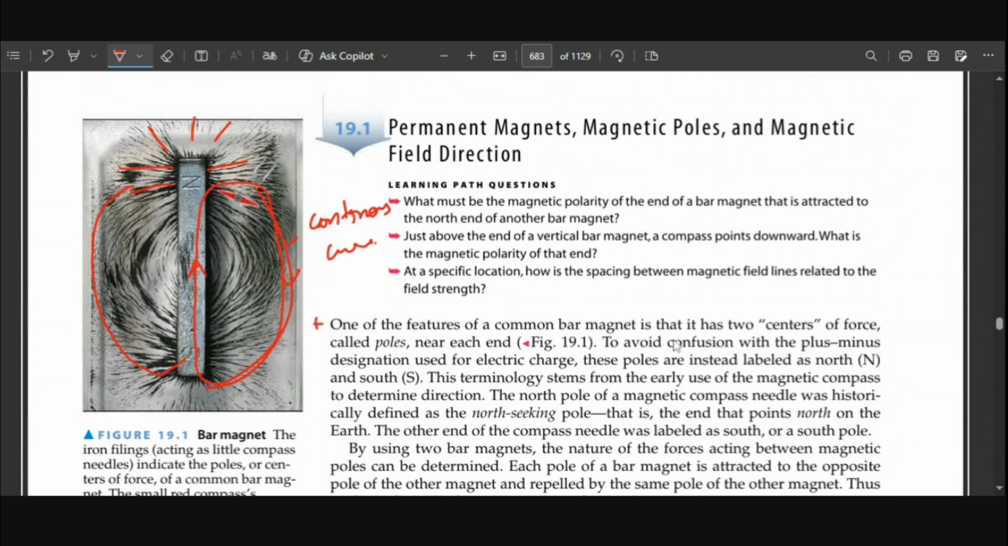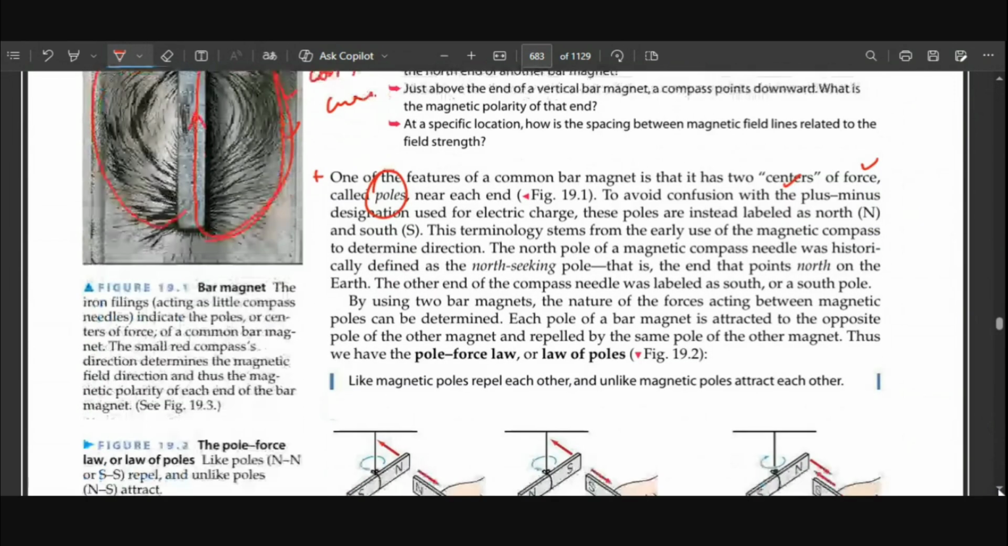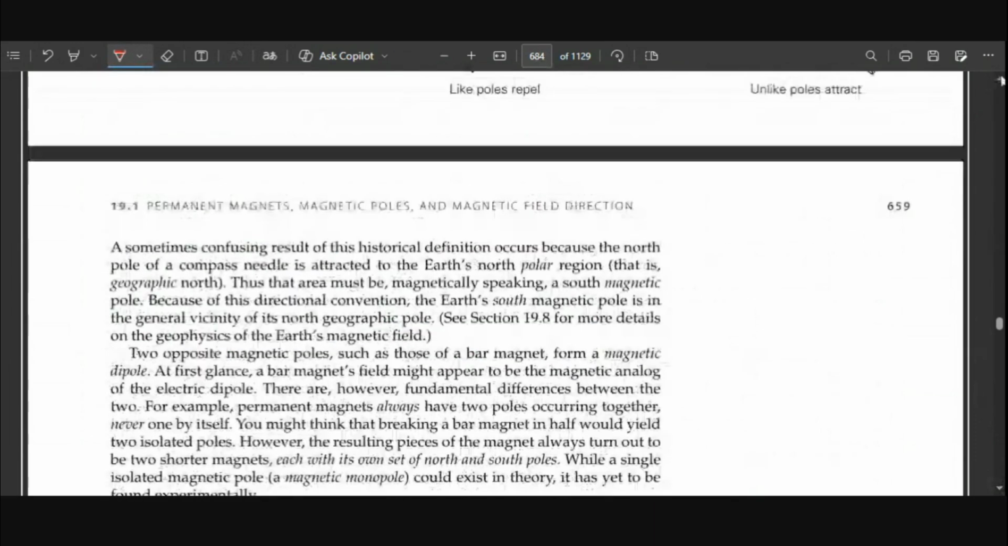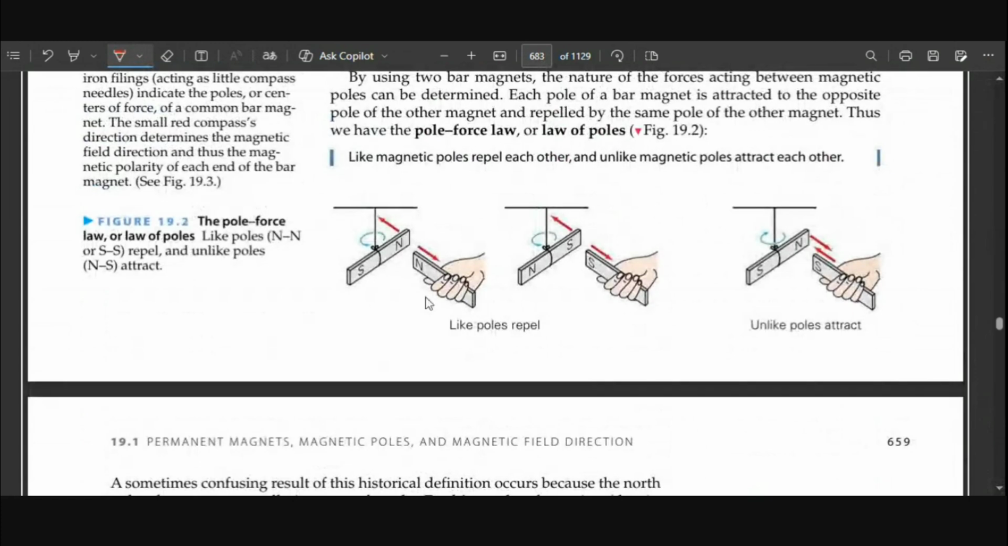One of the features of the common bar magnet is that it has two centers of force, known as poles, at the ends, which we can refer to as positive and negative, just like in the case of charged particles. Here we can see the behavior of north and south poles. If we bring like poles of two bar magnets close to each other, they tend to repel each other, whereas unlike poles will attract.